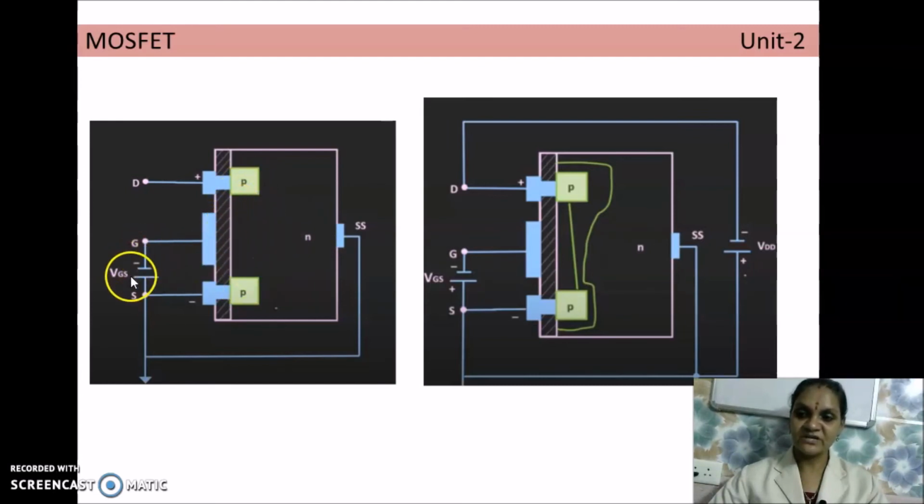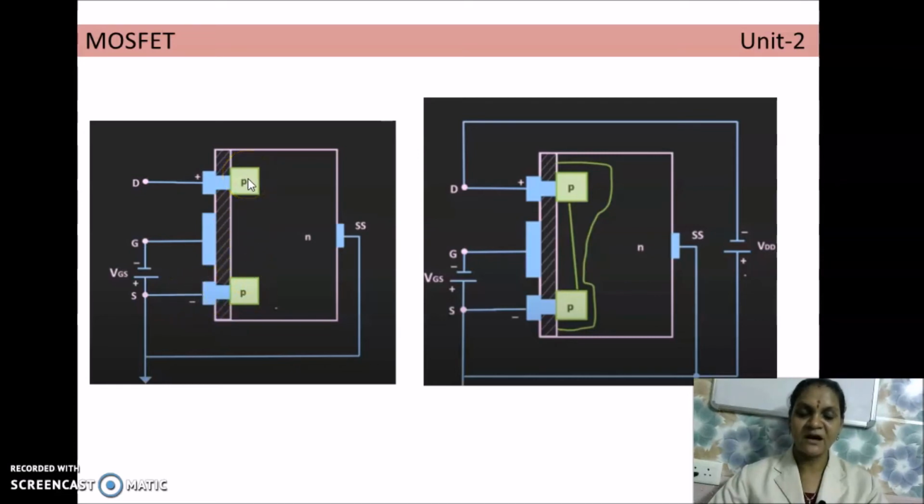And if we increase the value of VGS further, more and more accumulation of holes takes place near the oxide layer, and this results in the creation of an inversion layer. So this is a layer of holes in the N-type substrate. That is why it is called an inversion layer. The presence of the inversion layer now provides the path for the charge carriers to flow from the source terminal towards the drain terminal.